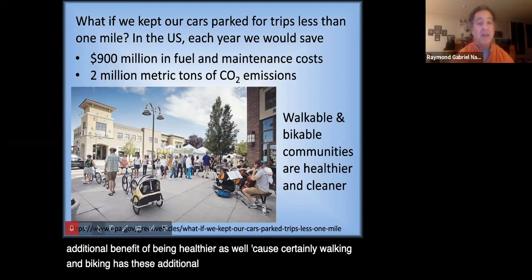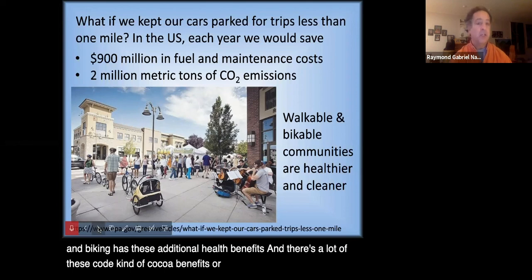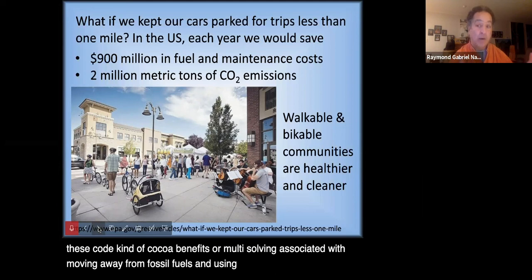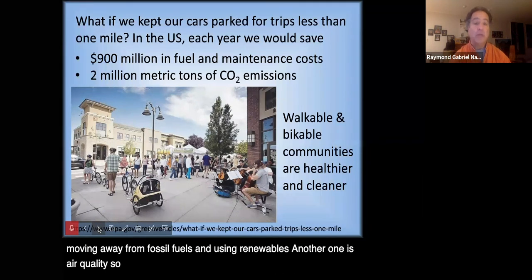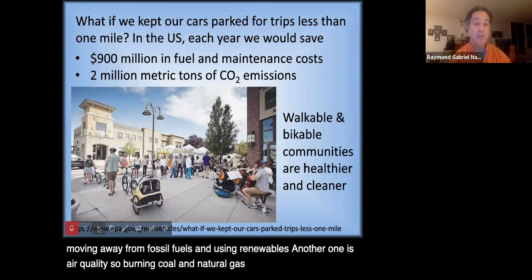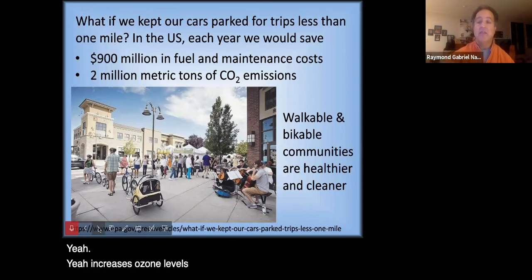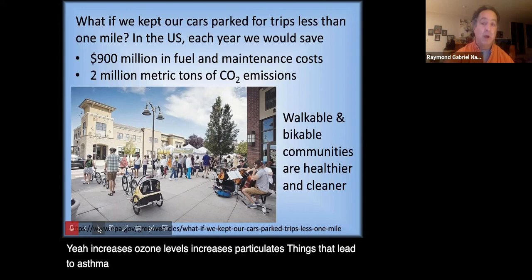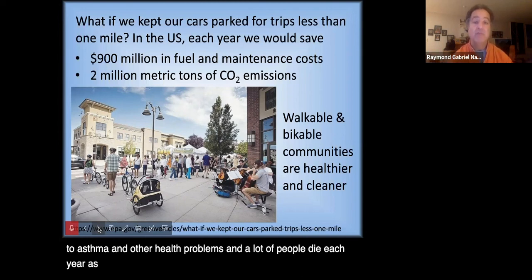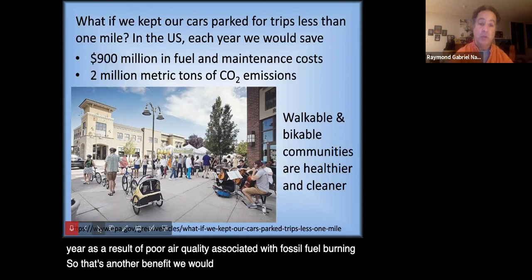And there's a lot of these co-benefits, or multi-solving, associated with moving away from fossil fuels and using renewables. Another one is air quality. Burning coal and natural gas increases ozone levels, increases particulates, things that lead to asthma and other health problems. And a lot of people die each year as a result of poor air quality associated with fossil fuel burning. So that's another benefit we would get from shifting towards renewables.